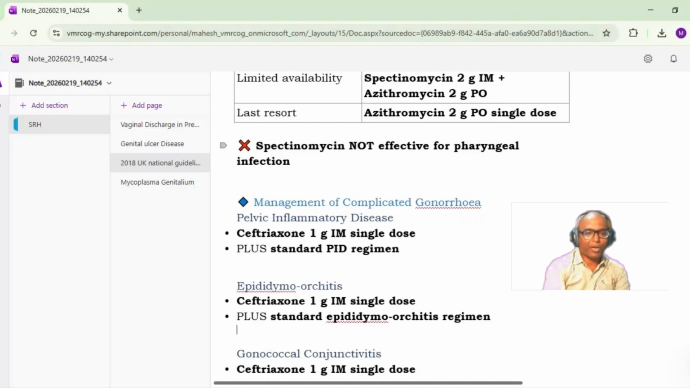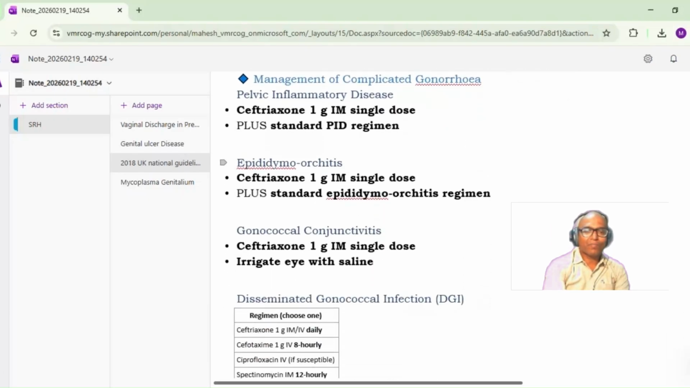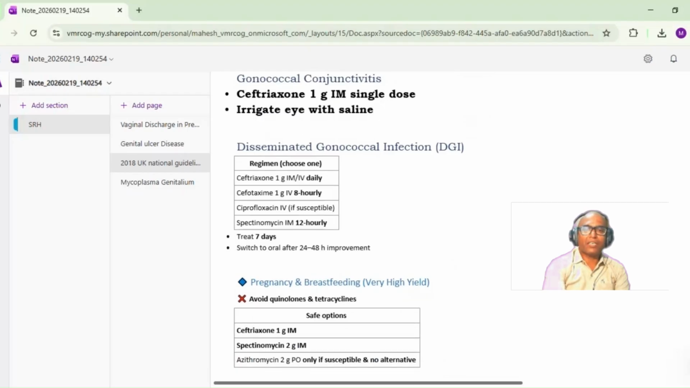If it is epididymitis, that is ceftriaxone 1 gram IM along with the standard epididymitis regimen. Then gonococcal conjunctivitis, ceftriaxone 1 gram single dose along with irrigation with normal saline. Disseminated gonococcal infection, ceftriaxone is the drug of choice. That is 1 gram intramuscularly or IV daily. Then cefotaxime 1 gram IV 8 hourly, and this is to be treated for 7 days.